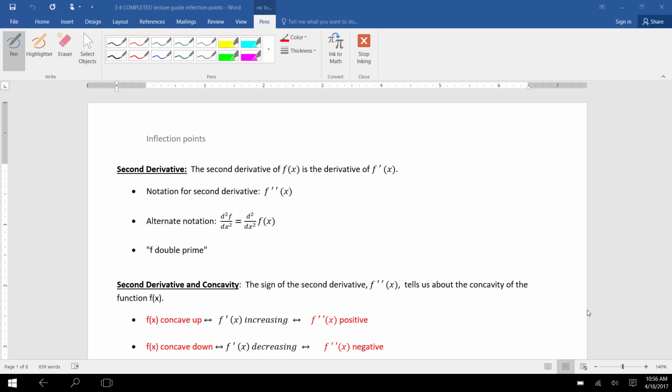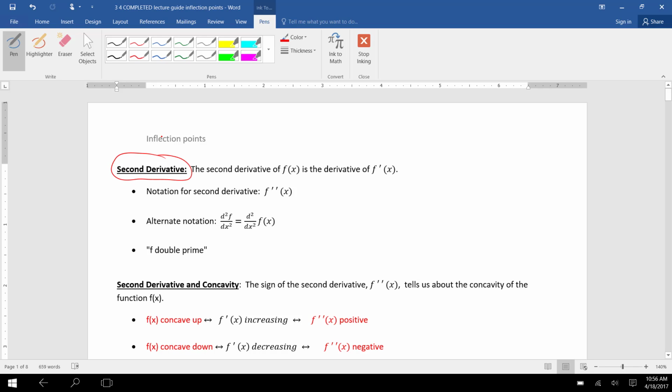This is Unit 3, Block 4. We're going to talk about the second derivative, concavity of the function f, and finding inflection points on the function f. First of all, let's define what we mean by the second derivative.